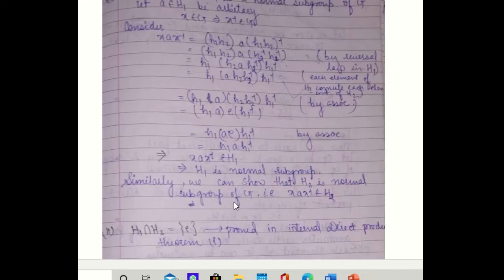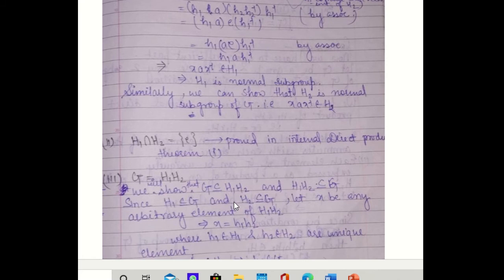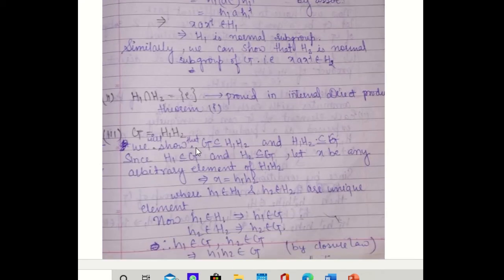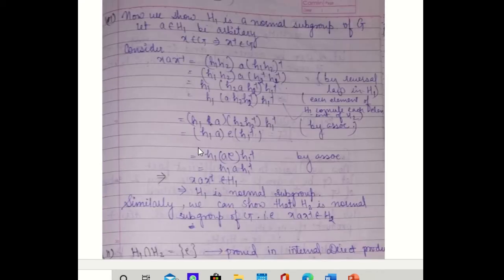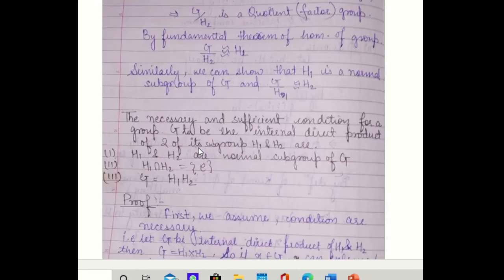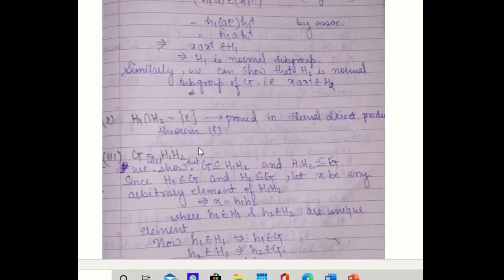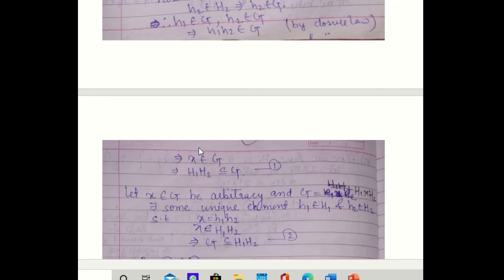Similarly, we can show that H2 is also a normal subgroup. So there's nothing more to prove. We have already proved that H1 intersection H2 is the singleton set {e} in the previous theorem, so there's no need of proving this. So the only part which is left is what we have to show: G is equal to H1 H2.